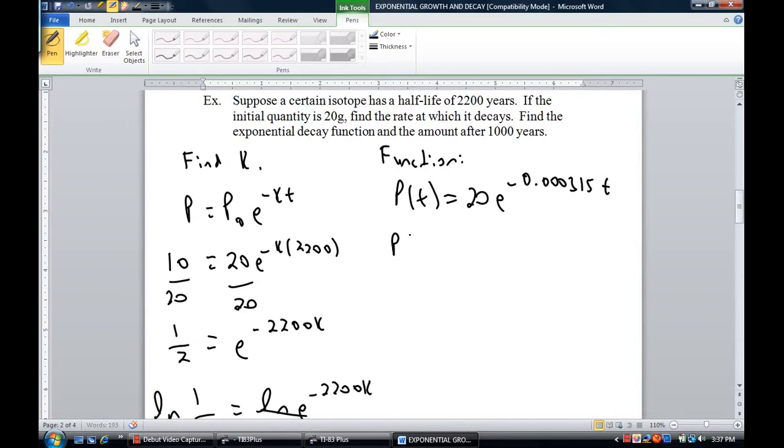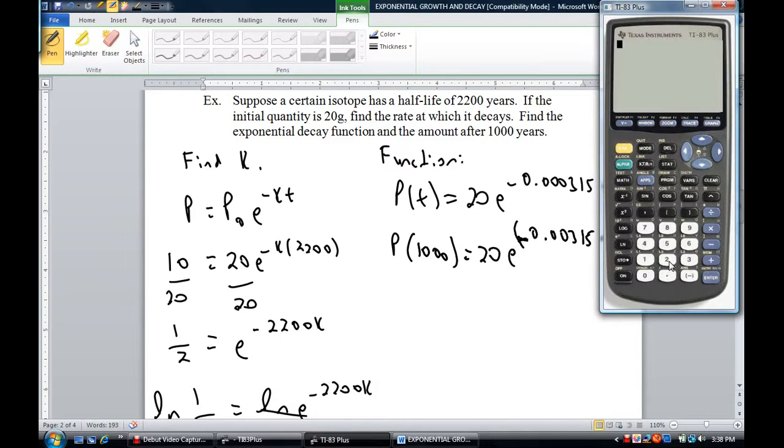So we have, in this case, our t is 1,000 years, equals 20 e negative 0.000315. I'm going to use a times a dot symbol here. We're going to use 1,000. The reason why I'm using the dot symbol is so that we can type the whole exponent as one single exponent with parentheses.